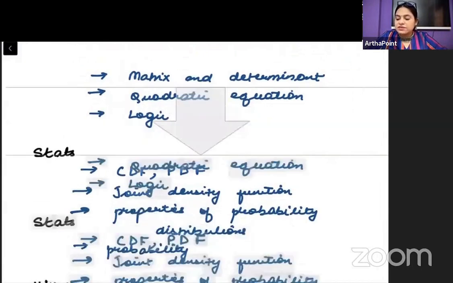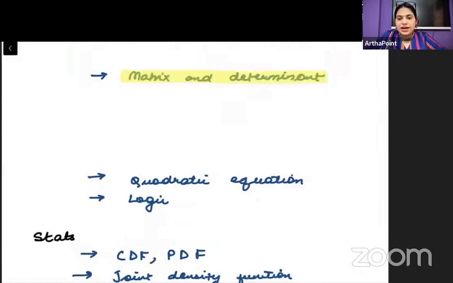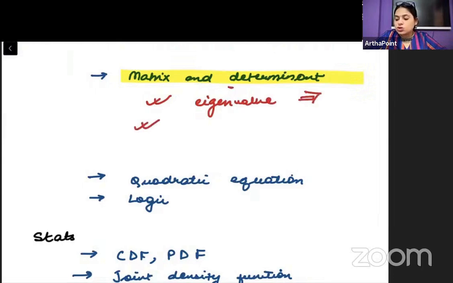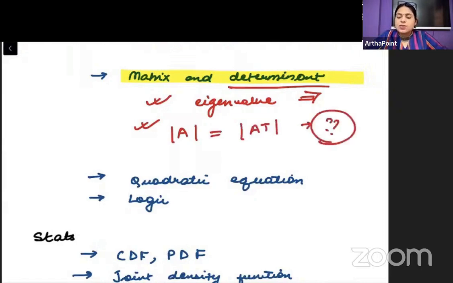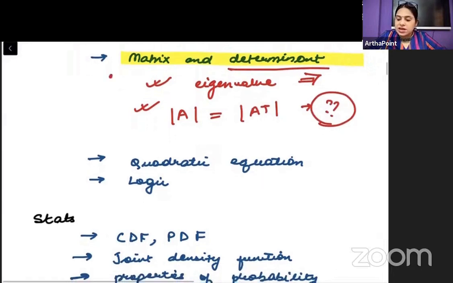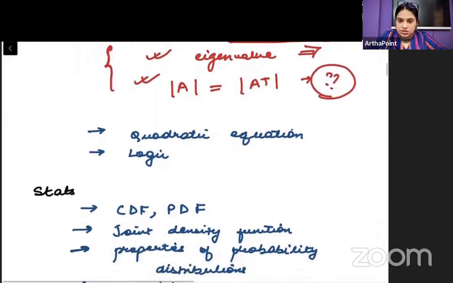Then the next thing that we need to focus on, that is matrix and determinants. So in this, I am expecting that there can be a question which can be asked this year on eigenvalue, eigenvector. Just be aware of this concept. Then they can ask you questions based on the properties of the determinant. So suppose I ask you that the determinant of A and A transpose, will this be equal or not? So something on the properties of determinants and matrix can also be asked.